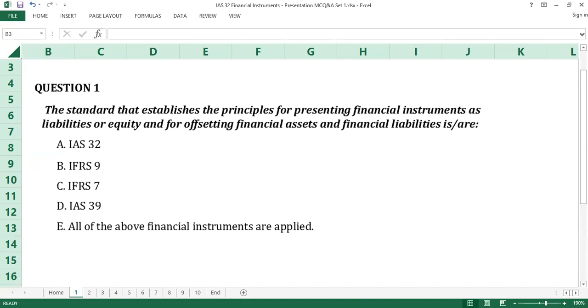Question number 1. The standard establishes the principles for presenting financial instruments as liabilities or equity and for offsetting financial assets and financial liabilities is or are dash. A. IAS 32, B. IFRS 9, C. IFRS 7, D. IAS 39, E. All of the above financial instruments are applied. Time counts.